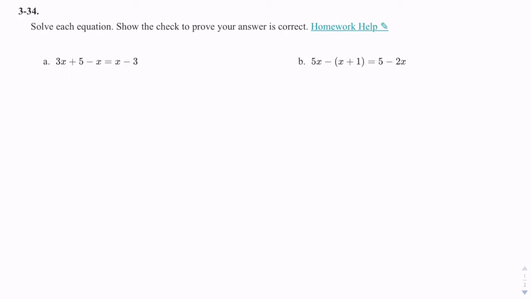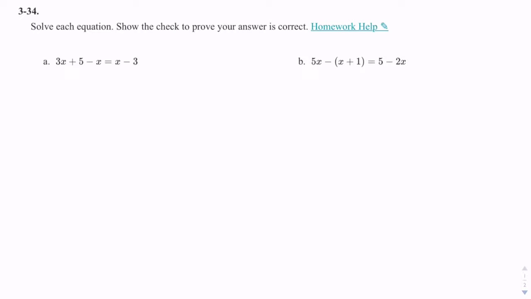In question 34, they're asking us to solve and then show the check. I don't require showing check. I just think you're foolish if you don't check your answers. So I will never on a test say show your check. I would assume that on a test or even on homework, you're going to check your work.